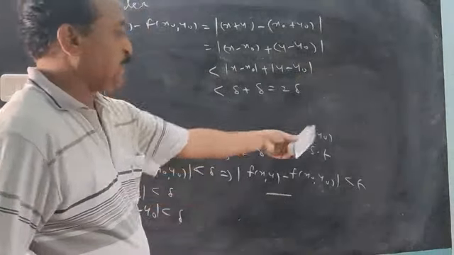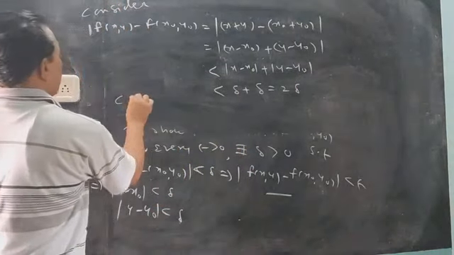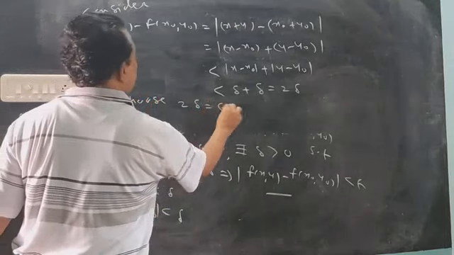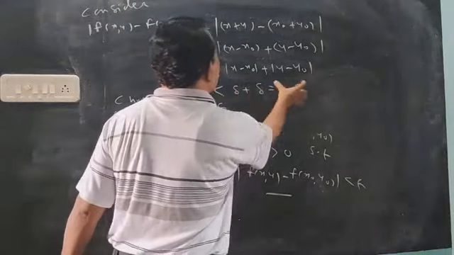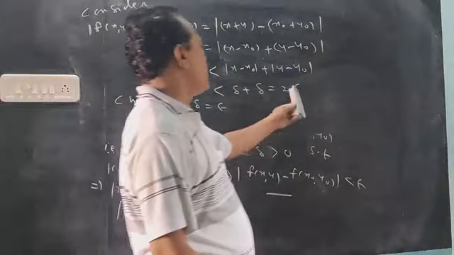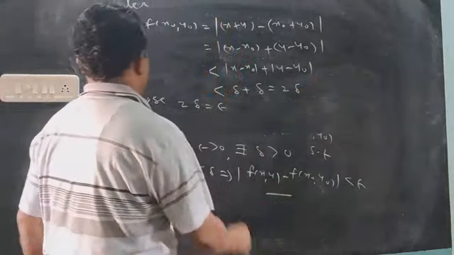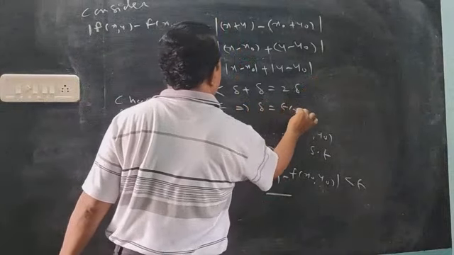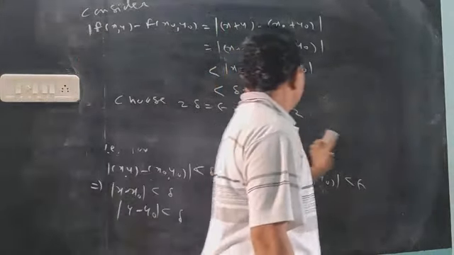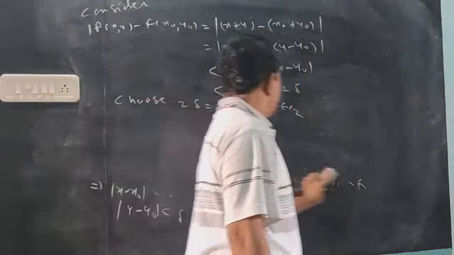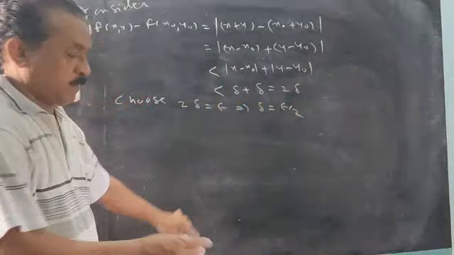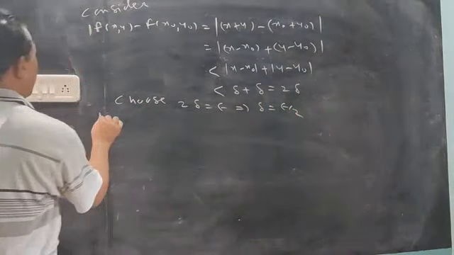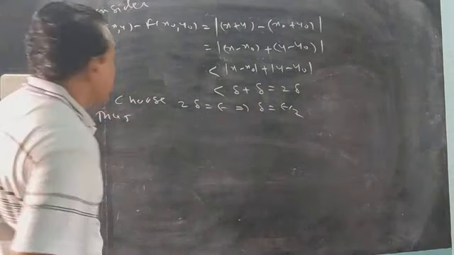I want epsilon here. Epsilon does not come automatically; remember, you have to make the choice every time. Choose 2 delta as epsilon. Here only epsilon is needed, so we can choose whatever comes here. So 2 delta is epsilon. That means delta will be epsilon by 2. Okay, yes, complete.